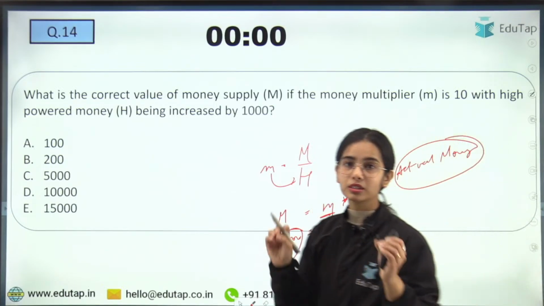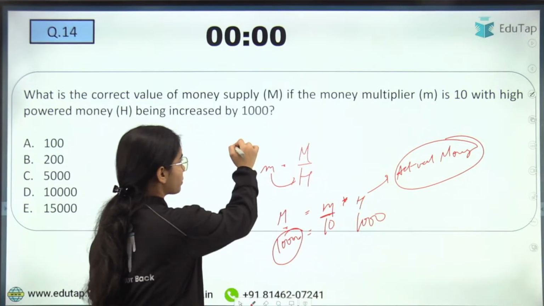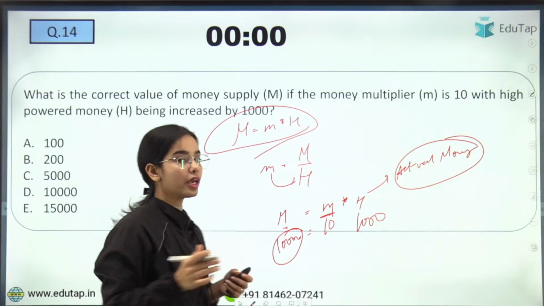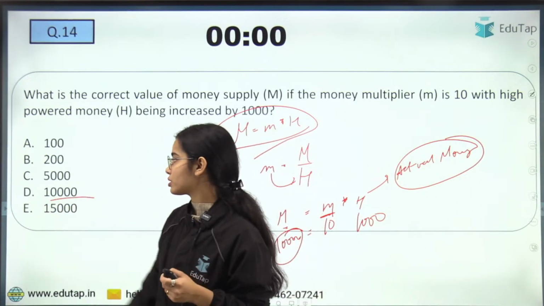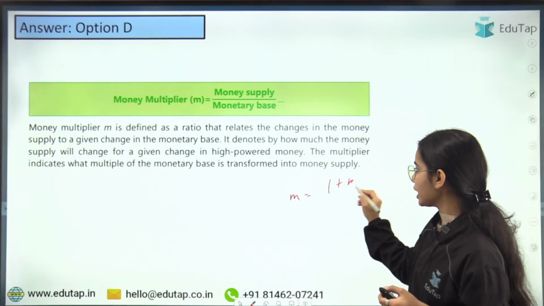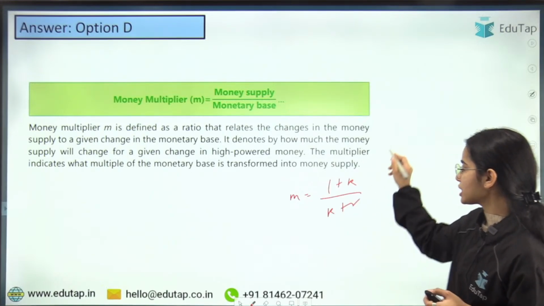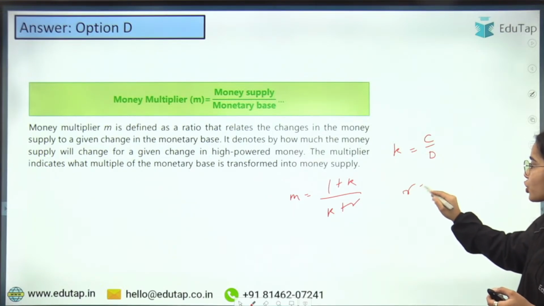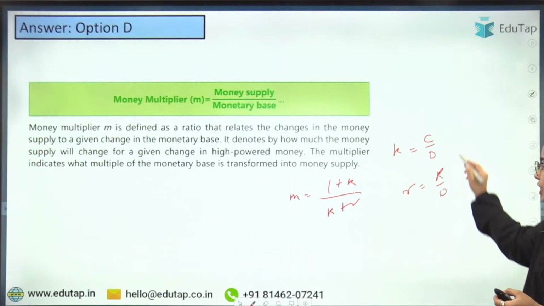So this is the formula: money supply is equal to money multiplier multiplied by high powered money. So here the answer is 10,000. And the money multiplier has the formula 1 plus K plus R, where K shows the currency to deposit ratio and R shows the reserve to deposit ratio.